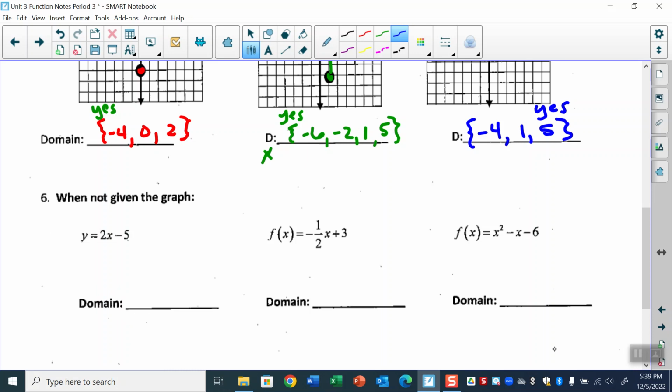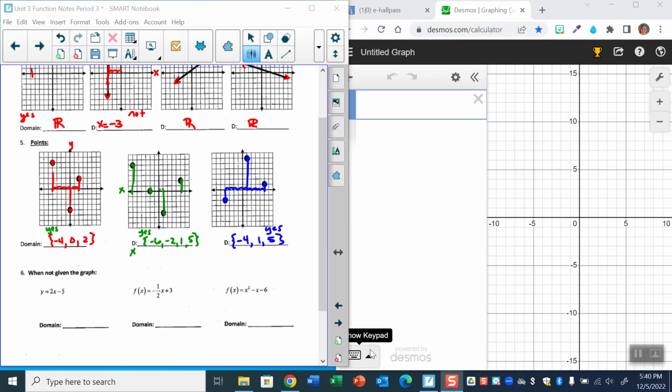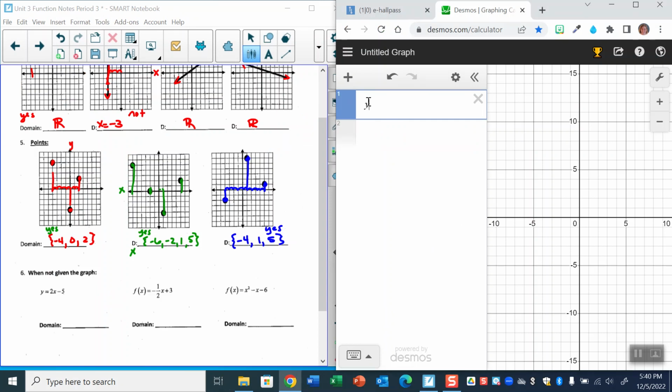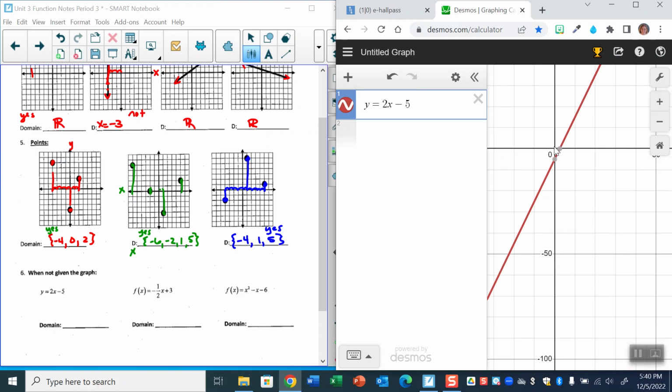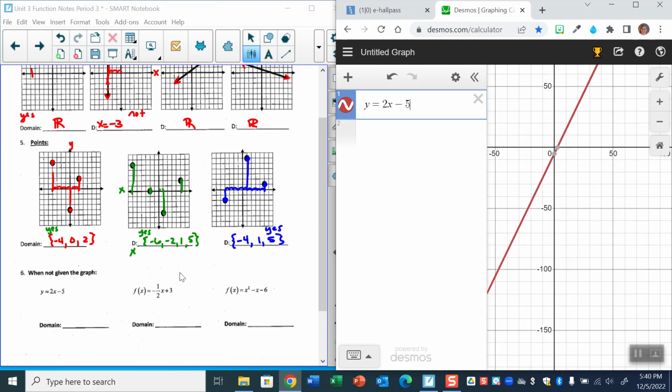So let me pause this for a second. Okay, so I've got y equals 2x minus 5. And you can see that that is a line. So it goes forever to the left and forever to the right. So that would be all real numbers.